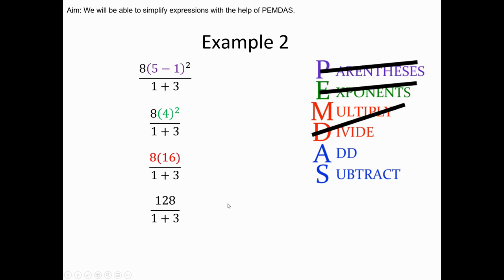Now, is there any addition and subtraction? There's 1 plus 3, which is 4. And now you're probably thinking, am I done? I can cross off addition and subtraction. There's nothing left on the list. This is what I mean about think about this critically. We can do a little bit more, right? We can do 128 divided by 4. So even though we went through PEMDAS, if there's a little bit more that we can do, we should solve it. So 128 divided by 4 is 32.